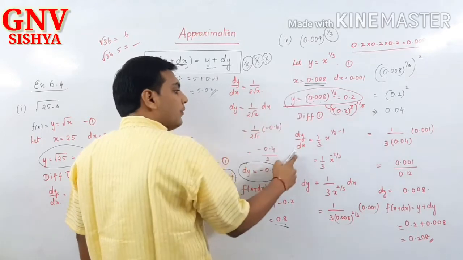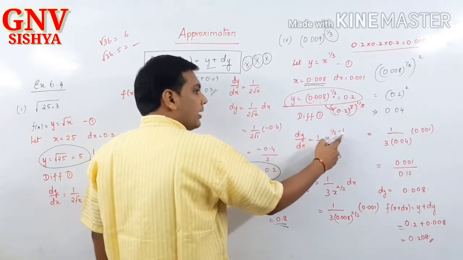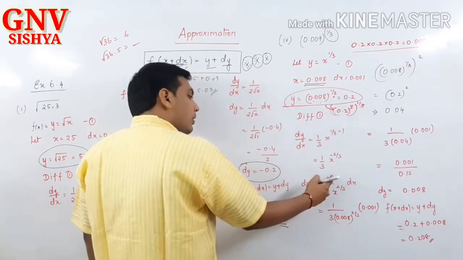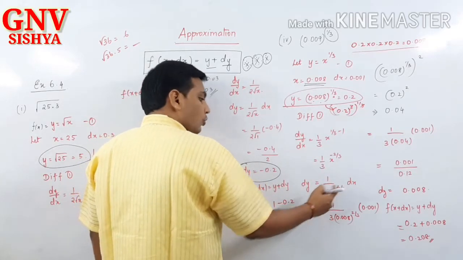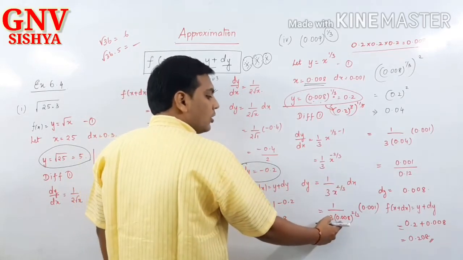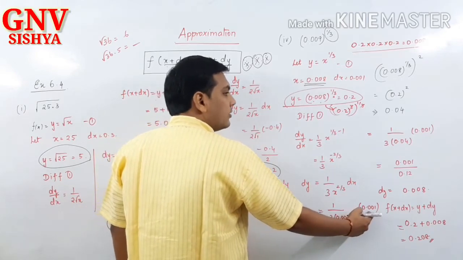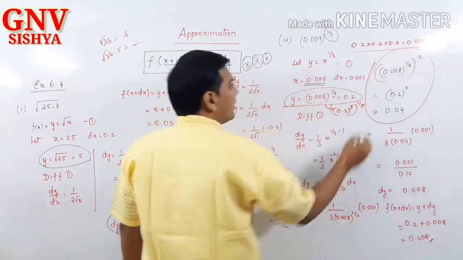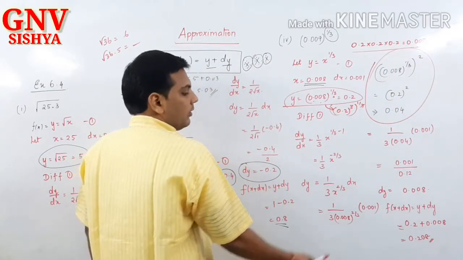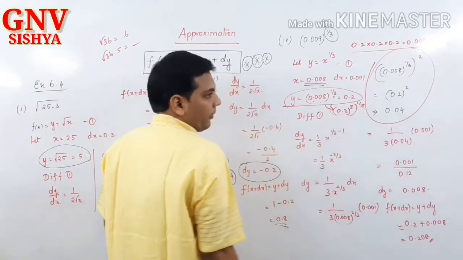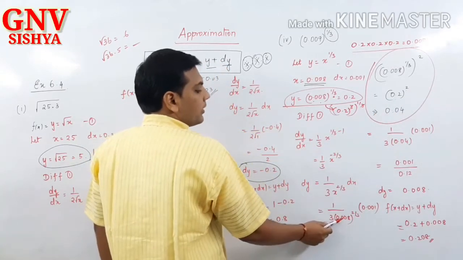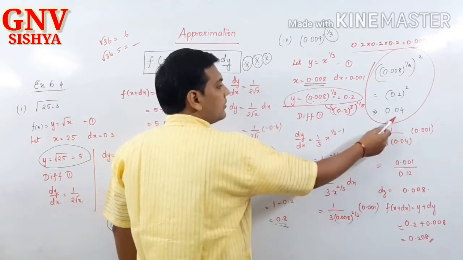If I differentiate, 1 by 3 x power 1 by 3 minus 1, that is 1 by 3 x power minus 2 by 3. When it goes to the denominator, it will become plus 2 by 3. Substituting 0.008 and dx as 0.001. See, I have calculated here. How I did 0.008 whole power 2 by 3: first power 1 by 3 will give 0.2, 0.2 square will be 0.04. So 0.008 whole power 2 by 3 is 0.04.